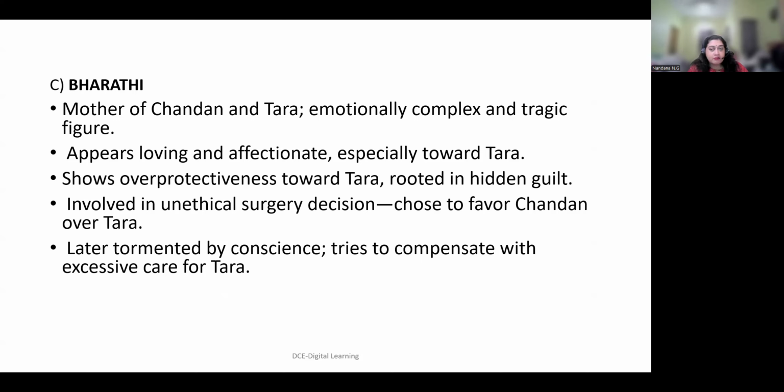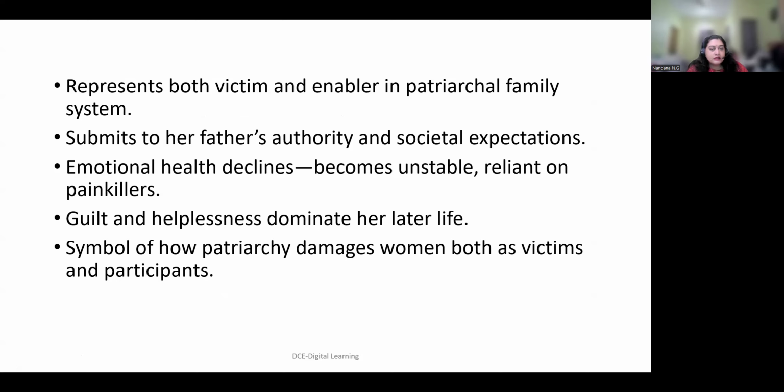She represents both victim and enabler in the patriarchal family system. Bharati submits to her father's authority and societal expectations. Her emotional health declines. She becomes unstable and reliant on painkillers, and ultimately guilt and helplessness dominate her later life. In the end, Bharati becomes a symbol of how patriarchy damages women both as victims and participants.